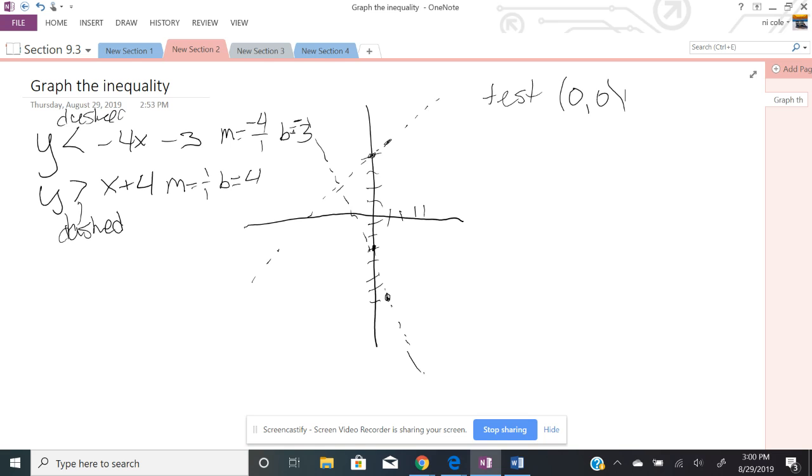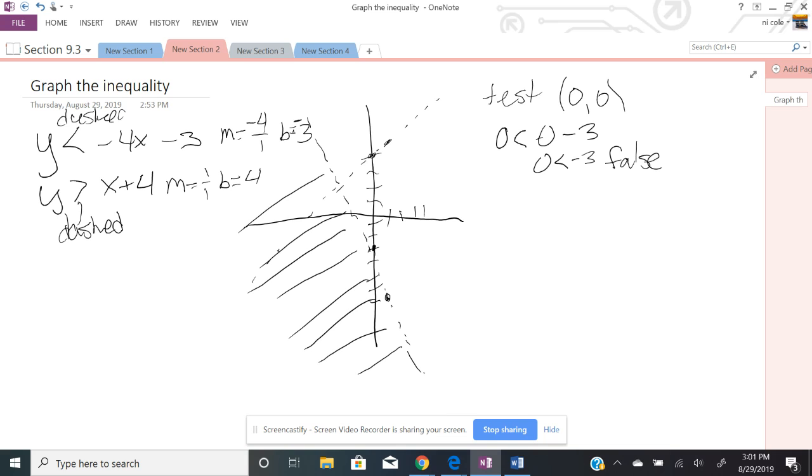So I'm going to plug it into the equation. Is 0 less than 0 minus 3? So is 0 less than -3? False. All right, so I'm going to come here and look at this. Oh, so 0, 0 is here. My line is here. So I need to go to the other side of the line. If it's true, I stay on that side of the line.